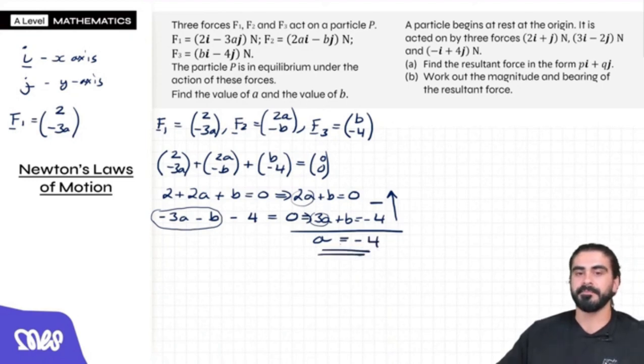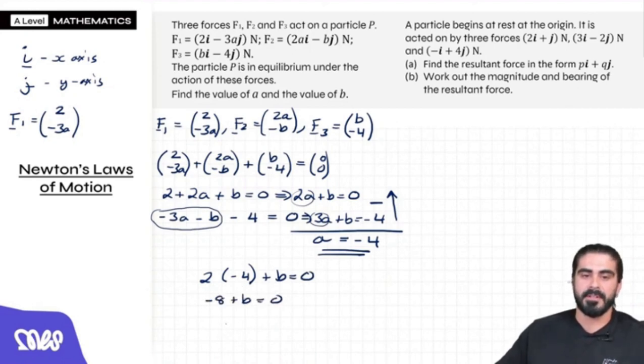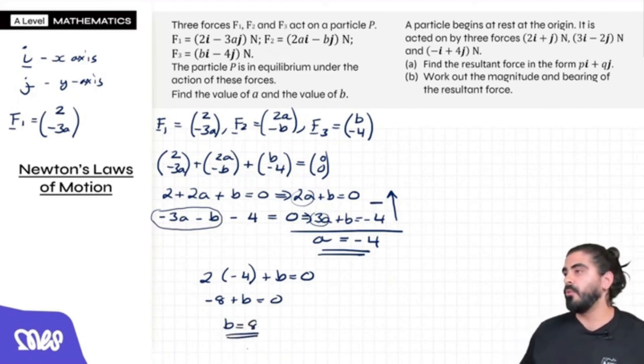So there's your a. And then we just sub it back into any of them, and then we'll get our b. So subbing into the first one maybe. We have 2 times a, which is minus 4, plus b equals 0. 2 times minus 4 is minus 8, plus b is 0. So there you go, b is 8, nice and easy. So remember, in equilibrium, all forces must add to 0.